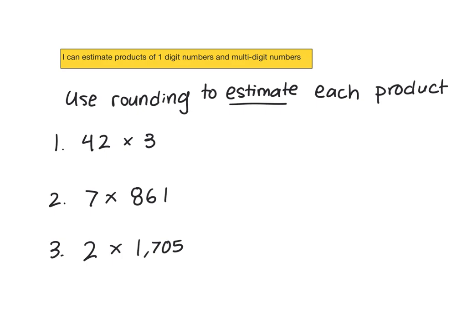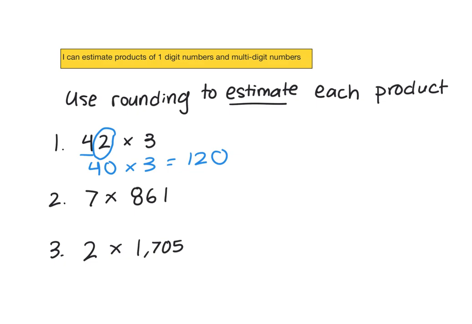Let's just do a few more examples. So again, we are going to use rounding to estimate each product. Our first problem here, number 1. So I have 42 times 3. I want to change my number 42 into something that's a little easier to multiply in my head. So I want to round it to the nearest 10. So I have a 4 in the tens place right now. I look next door and there is a 2. That 2 is going to tell me that I'm going to round down. So I can change this into 40 times 3. And I know that 4 times 3 is 12. And I add 1 zero. So my estimate is 120.